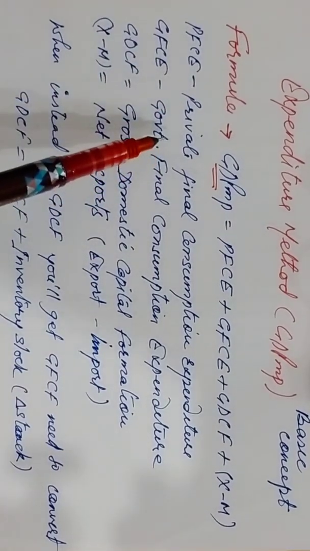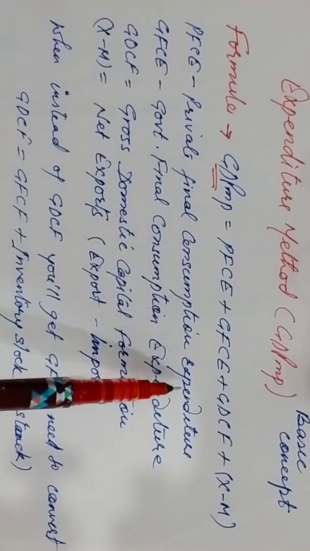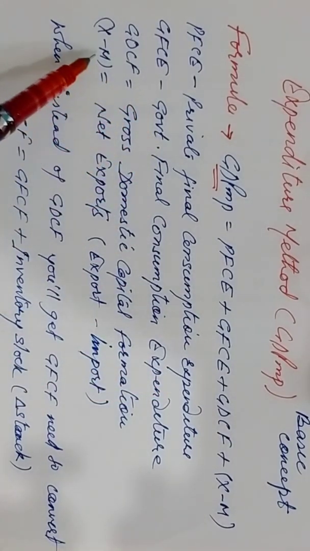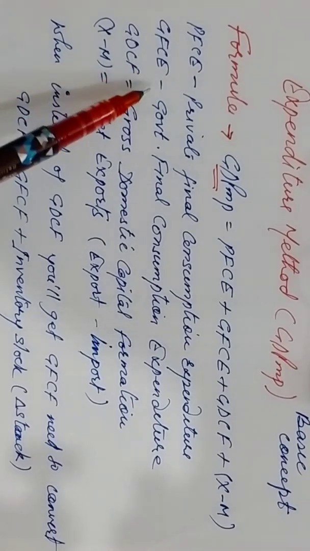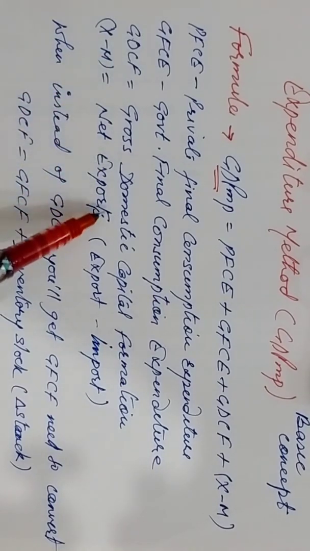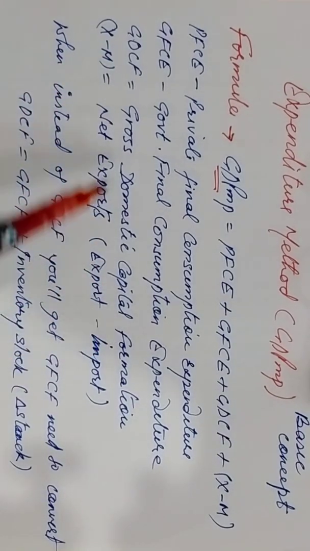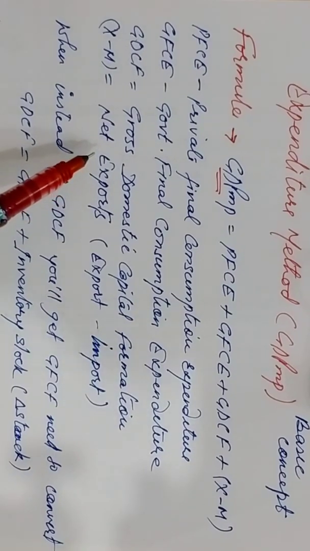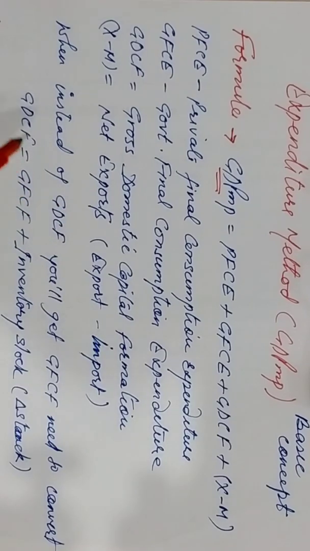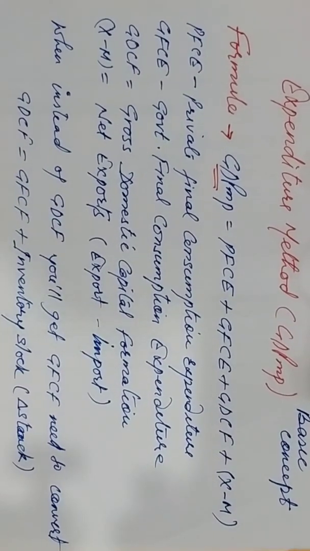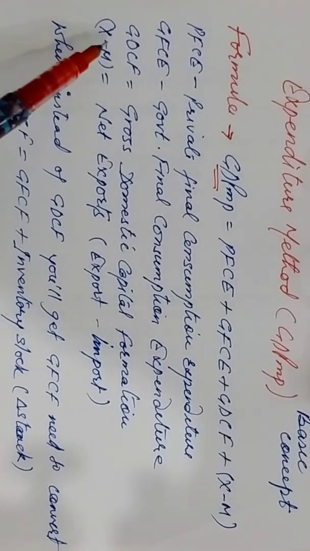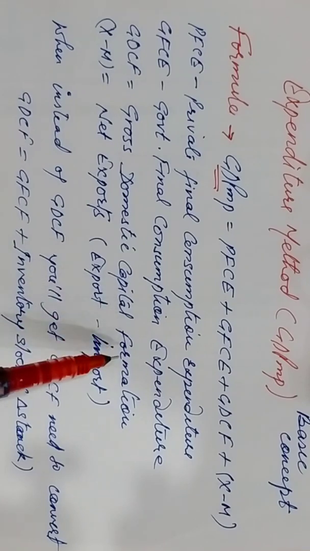PFCE means private final consumption expenditure, GFCE means government final consumption expenditure, and GDCF means gross domestic capital formation. Because you are learning this for the first time, maybe you are wondering what these things are. In the next video, whenever I get time, I will describe these things very clearly.